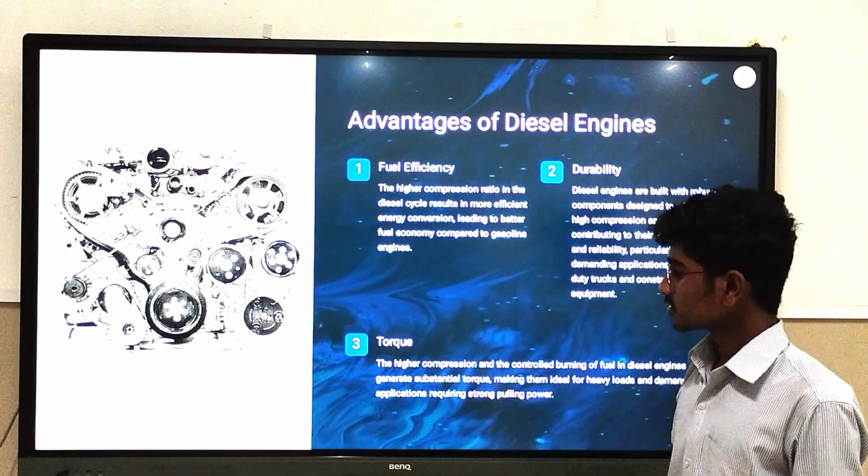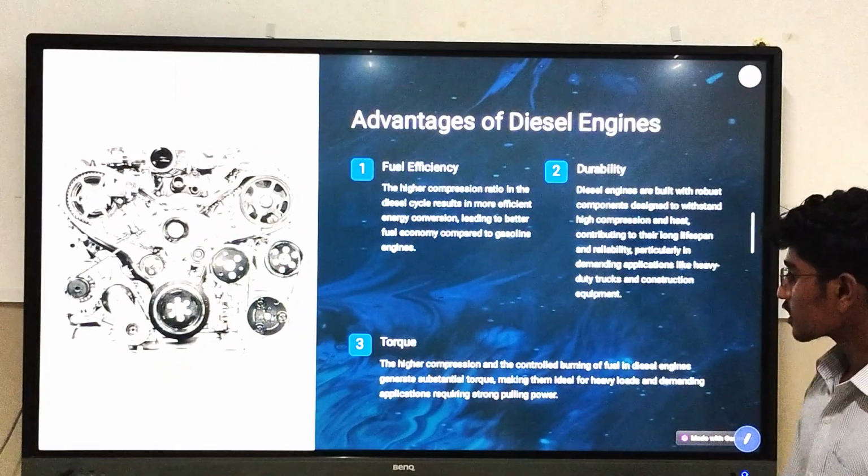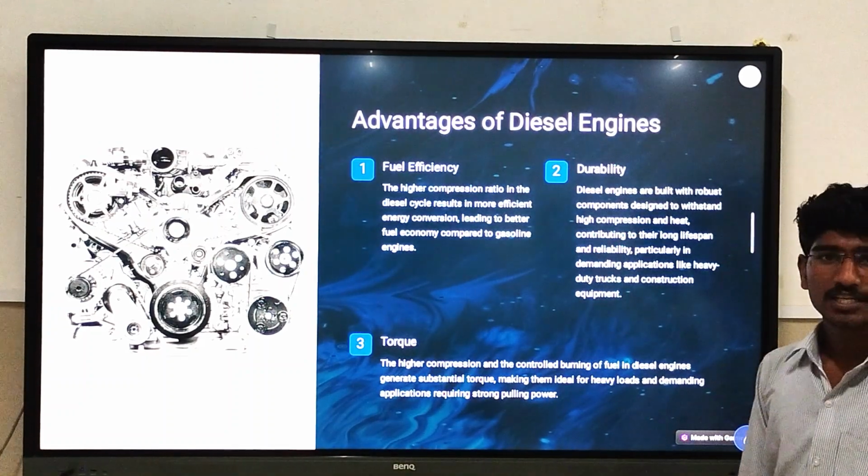We are talking about the torque. The third point is torque: the higher compression and the controlled burning of fuel in diesel engines.